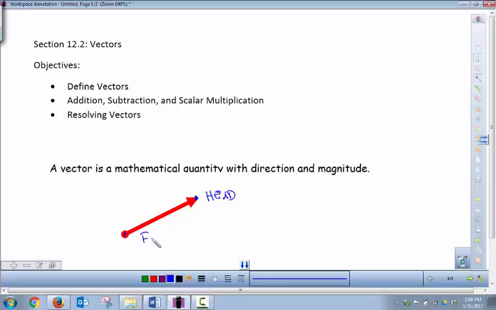Yeah, Fernando. Not quite. Velocity could be a vector, but velocity doesn't necessarily have to be a vector. And also there are other vectors that exist that are not velocity.